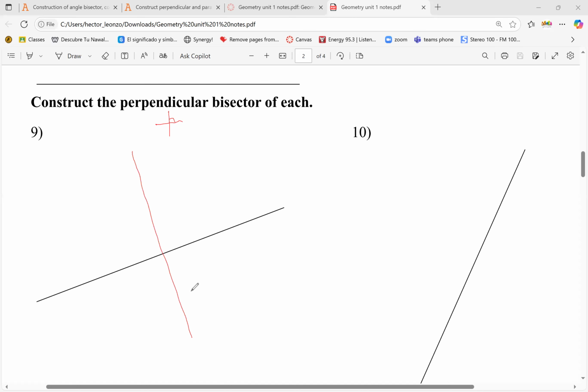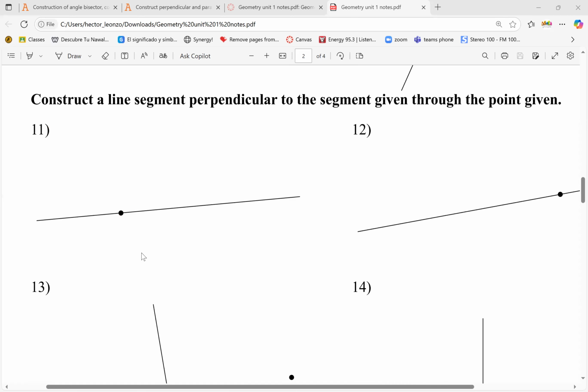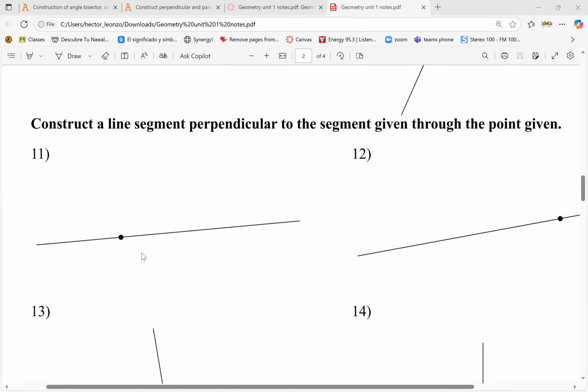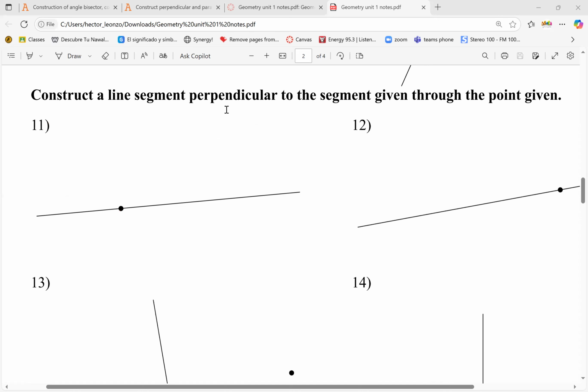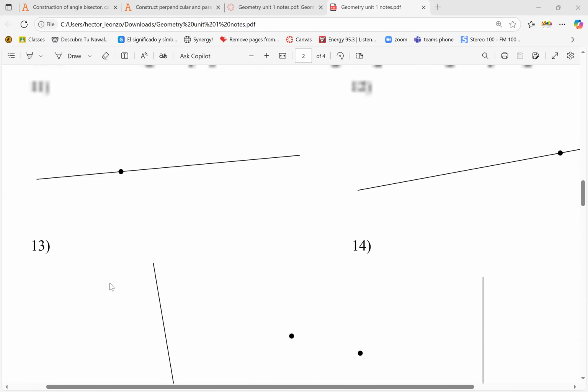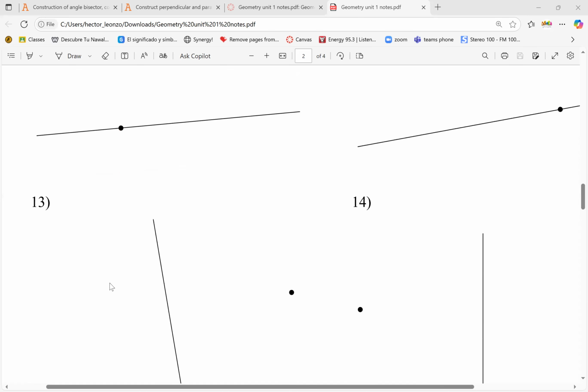So that's not bad. Looking at question number 11 and 12 from our notes, we're going to construct a line segment perpendicular to the segment given through the point given. So perpendicular, so 90 degrees through that point. So question number 11 and 12, you guys see how the point is on the line. So I'm expecting it to go somewhere like this. So 90 degrees.